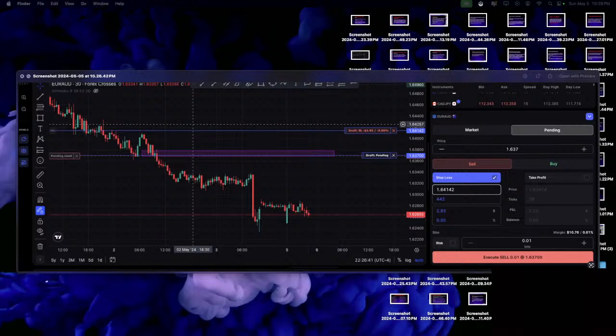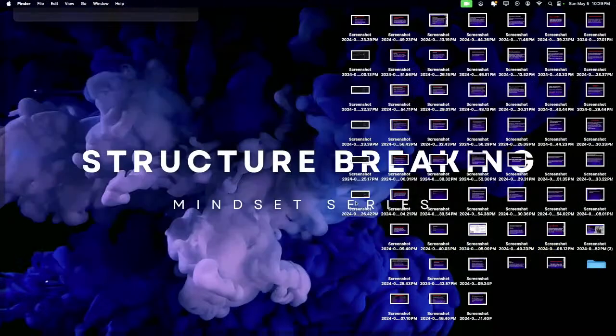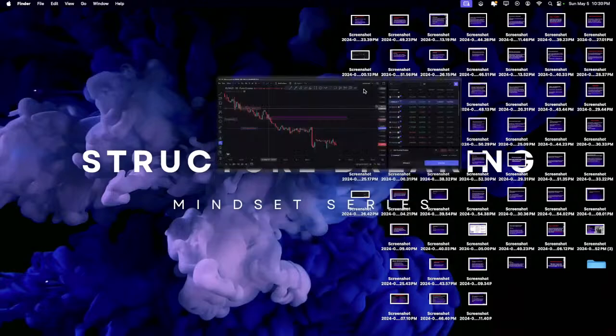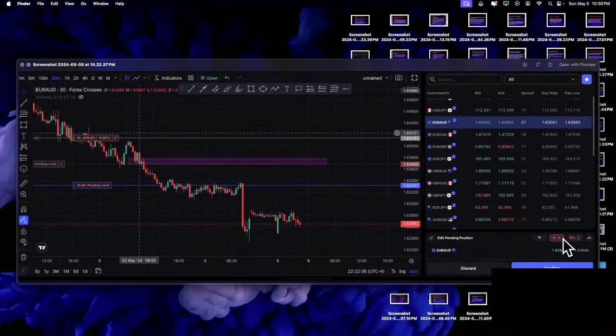Yeah, that's it. So it's an arrow at the bottom. You see this arrow at the bottom of your screen? After you hit Euro AUD, you have to click that arrow to pull up the window that I was just showing.